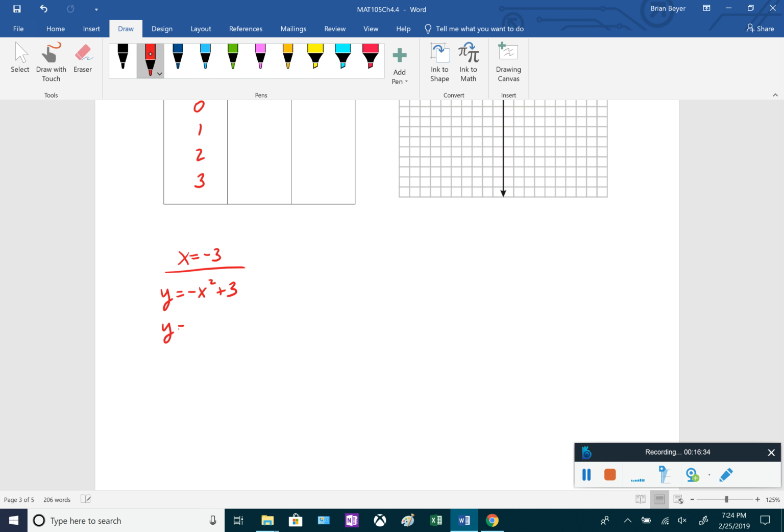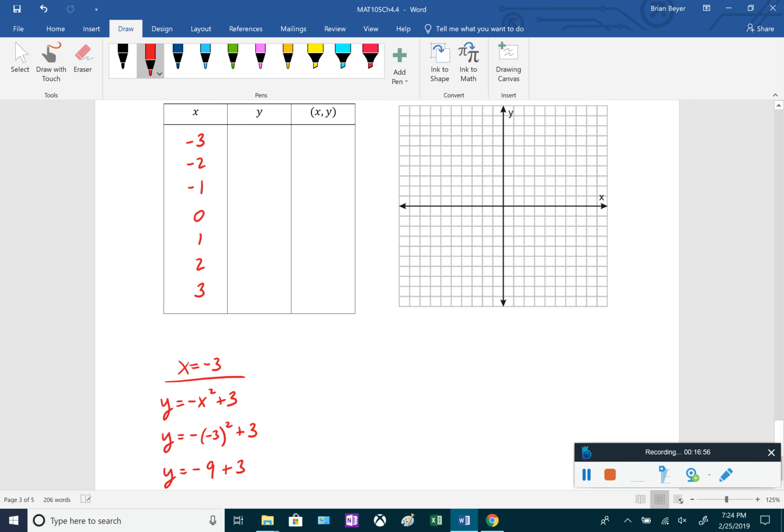When we're plugging in a negative 3, make sure you have your parentheses and make sure you have order of operations correct. You have to square the negative 3 first. So that negative in front, all the way in front, drops down. Negative 3 squared is positive 9. But that negative was already out front, so it has to stay there. So we get negative 9 plus 3, which is negative 6.